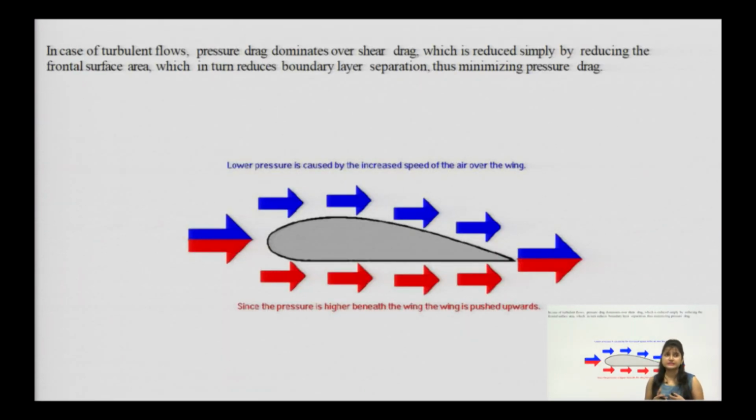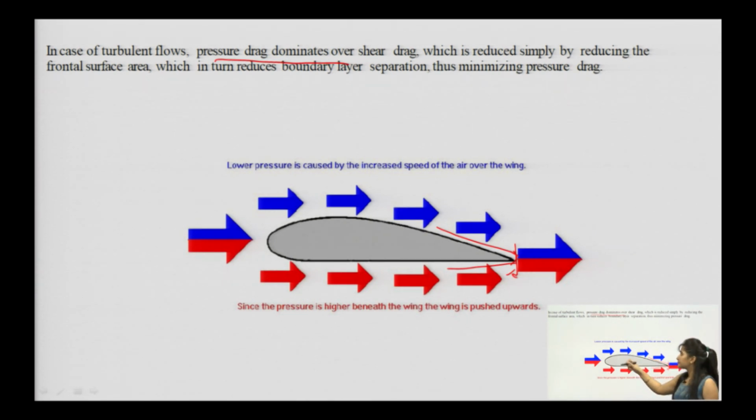Now, again you can see in the case of turbulent flow, pressure drag dominates over shear, which is reduced simply by reducing the frontal surface area. If you have reduced the frontal surface area, the drag force dominating over the shear will be reduced, and hence in turn the boundary layer separation will come into the phenomenon, thus minimizing the pressure force.